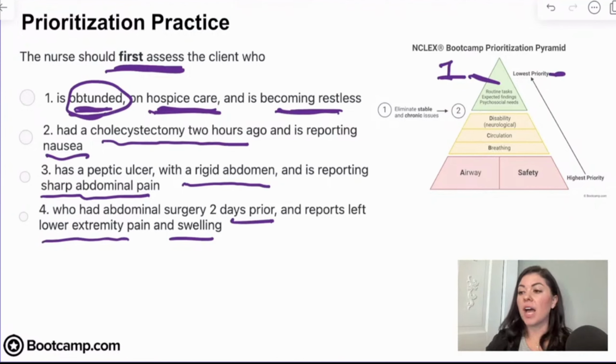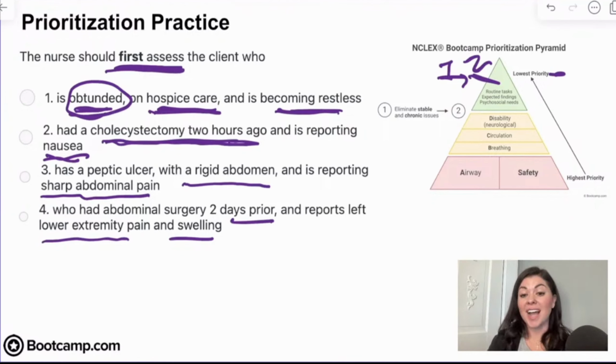Option 2, I have a client with a cholecystectomy 2 hours ago reporting nausea. So do we anticipate nausea? Well, let's talk about this. Anytime we send a client to surgery for any reason, anesthesia medications can cause nausea. In addition, this is a client that just had abdominal surgery and had their gallbladder removed, and we know gallbladder problems alone can cause some nausea. So once again, this is a very expected finding for this client. So we're going to put it right up there with the other one, at the very top of our pyramid, as an expected finding: option 2.